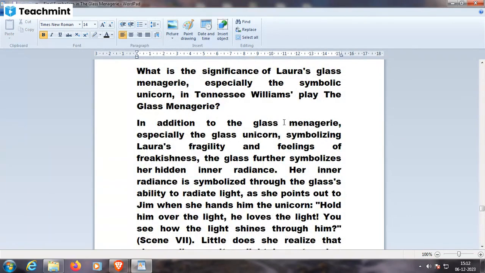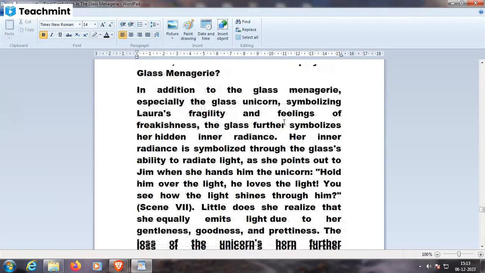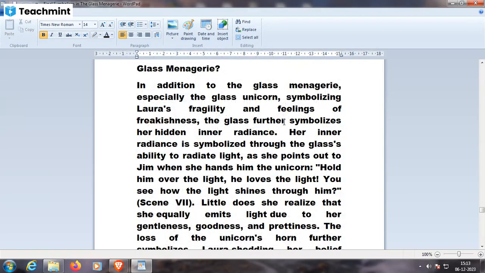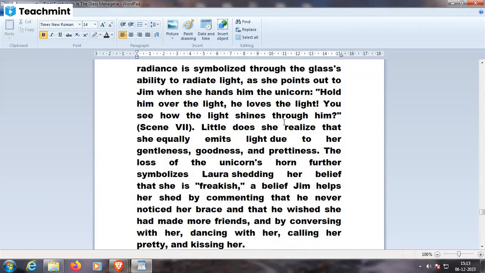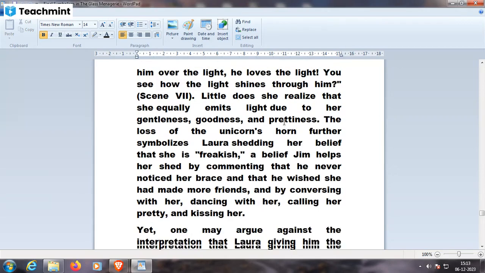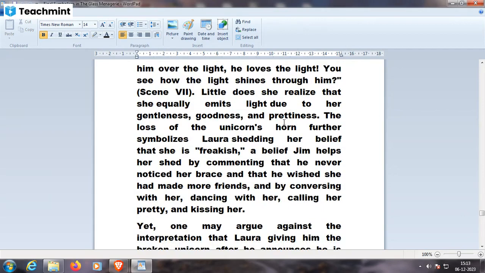Holding it up to the light, he loves the light. You see how the light shines through it. Little does she realize that she equally emits light due to her gentleness, goodness, and prettiness. The loss of the unicorn's horn further symbolizes Laura's shedding of a belief that she is freakish, a belief Jim helps her shed by commenting that he never noticed her brace and wished she had made more friends, and by conversing with her, dancing with her, calling her pretty, and kissing her.